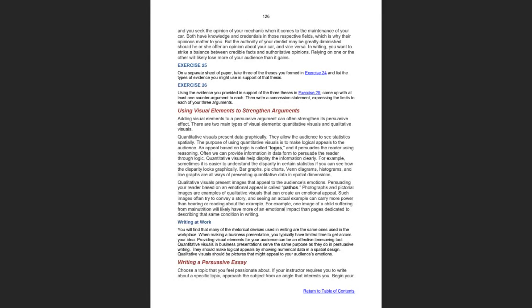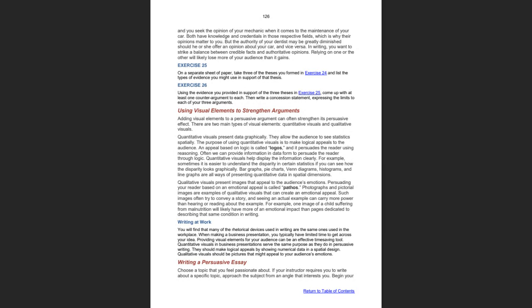This is from the triangle ethos, pathos, and logos. Ethos is the appeal to credibility, logos is the appeal to logic, and pathos is the appeal to emotion. These are the three tools you have when you're trying to persuade someone, and they all have proper uses and they all have pitfalls. So logos persuades the reader using reasoning. Often we can provide information in data form to persuade the reader through logic. Quantitative visuals help display the information clearly. For example, sometimes it is easier to understand the disparity in certain statistics if you could see how the disparity looks graphically.